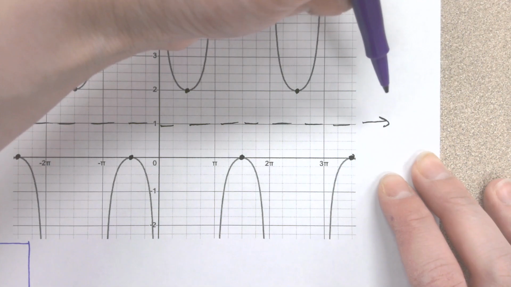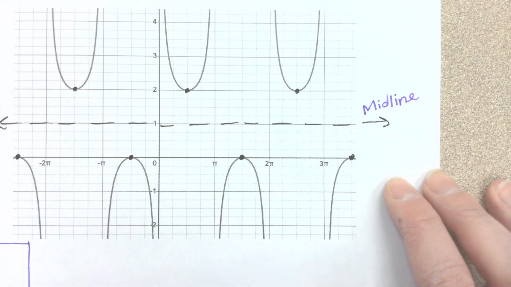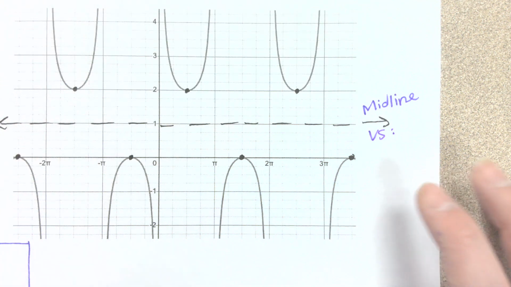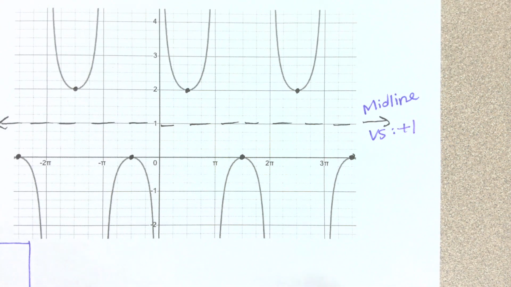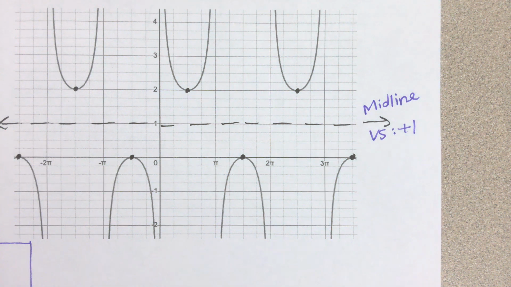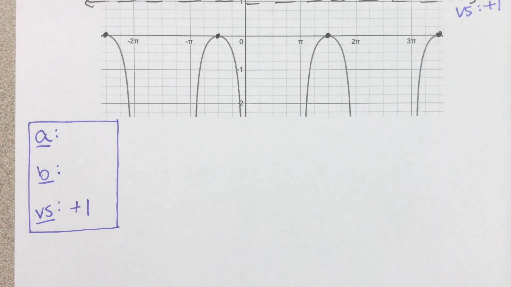And this tells us two things. This is the midline. True. Also, it is the vertical shift. They are the same thing. The vertical shift is a plus 1. So that's the first thing I can fill out down here, the vertical shift. I know it's plus 1.